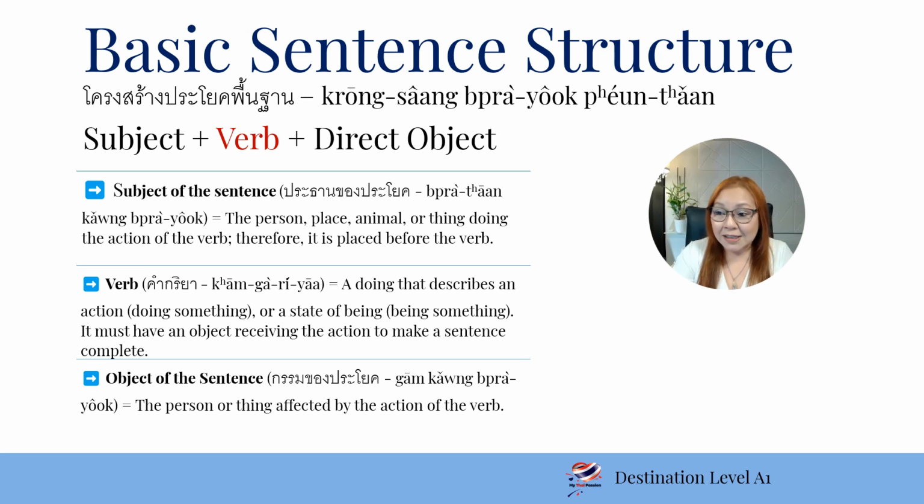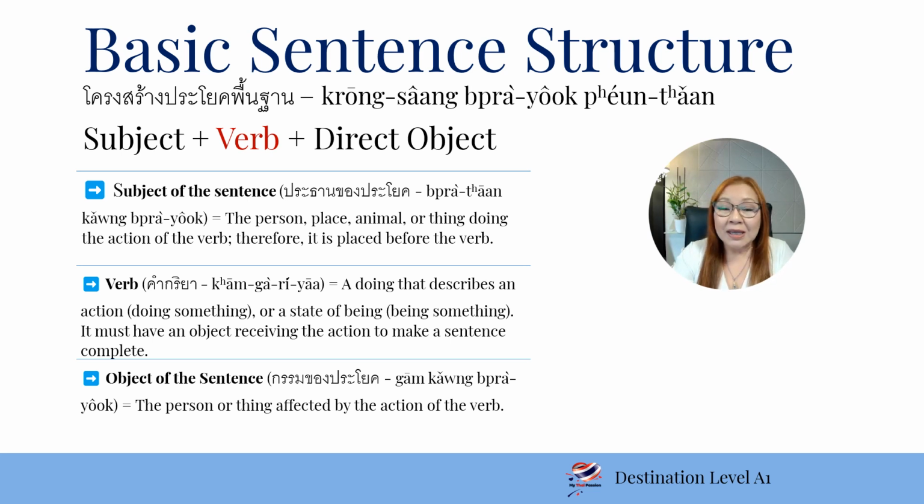So the subject of the sentence, everyone, is known as ประธานของประโยค, and this basically is a person or thing or a place or an animal. However, in this case, because we're practicing using personal pronouns, it's going to be one of the personal pronouns, because it's the person doing the verb. The verb is known as คำกริยา, which is a doing word that describes an action. And the object of the sentence is known as กรรมของประโยค. This is basically a person or thing that is being affected by the action of the verb. Okay? So remember the structure. Subject, verb, object.